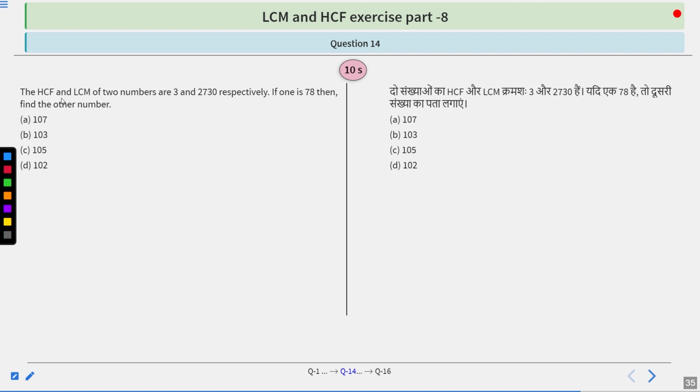The HCF and LCM of two numbers are 3 and 2730 respectively. If one is 78, then find the other number. Option A 107, option B 103, option C 105, and option D 102. These are the options, and I'm giving you 10 seconds to find out the correct answer. After that, I will do the solution.